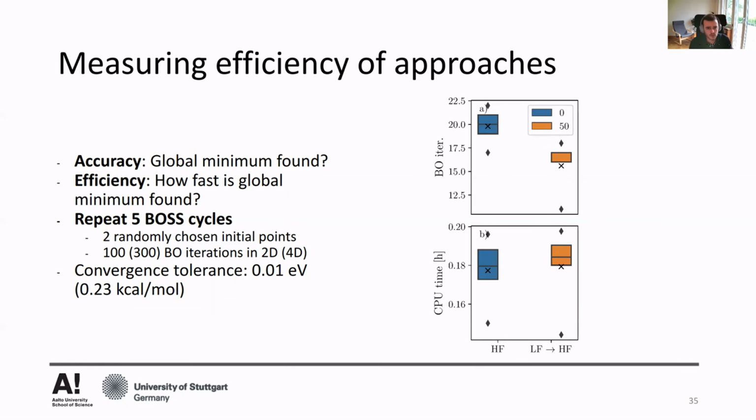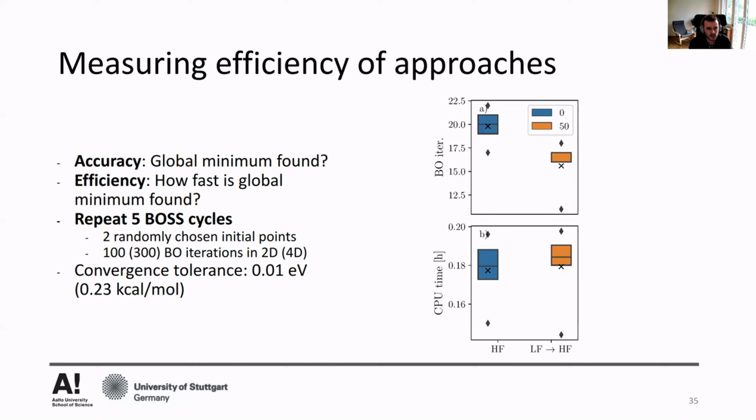So here I'm going to show you how the results are going to be visualized. On the y-axis in both plots, you see the required resources to find the global minimum. In the upper plot, I'm measuring this in Bayesian optimization iteration steps, so how many Bayesian optimization iterations have been required to find the global minimum. And in the lower plot, I'm measuring this in CPU time. I'm summarizing each experiment, which was repeated 5 times, in the form of box plots.